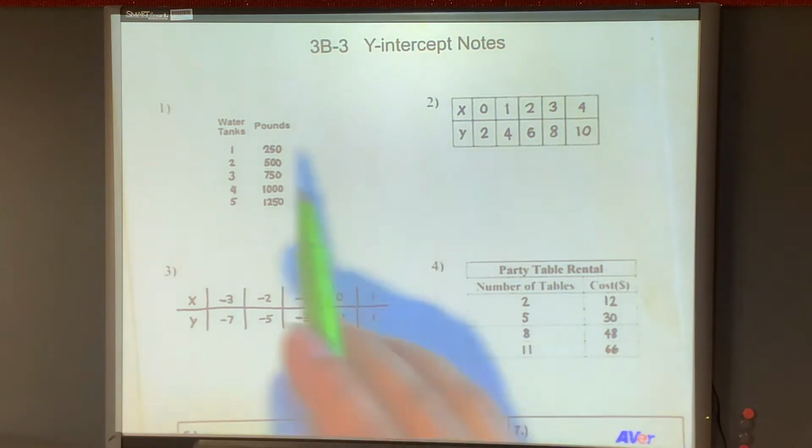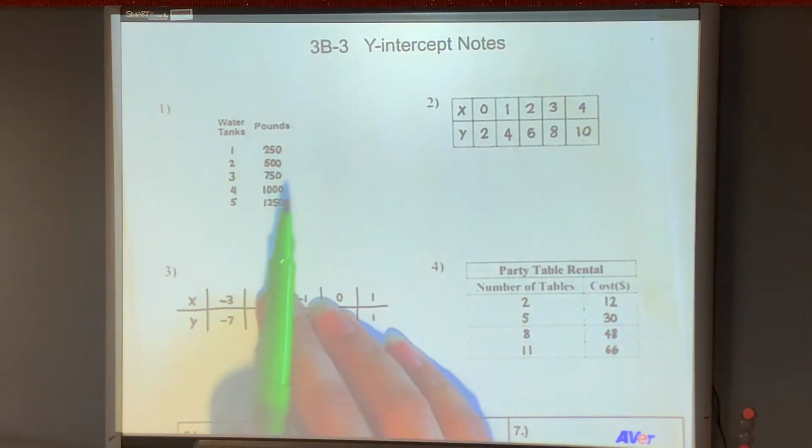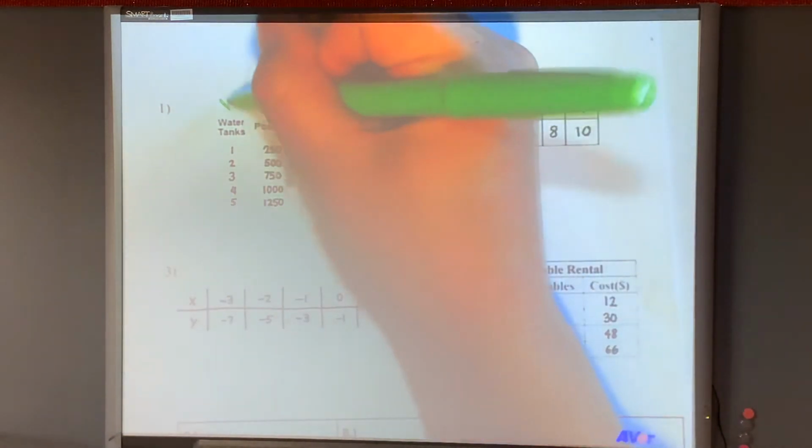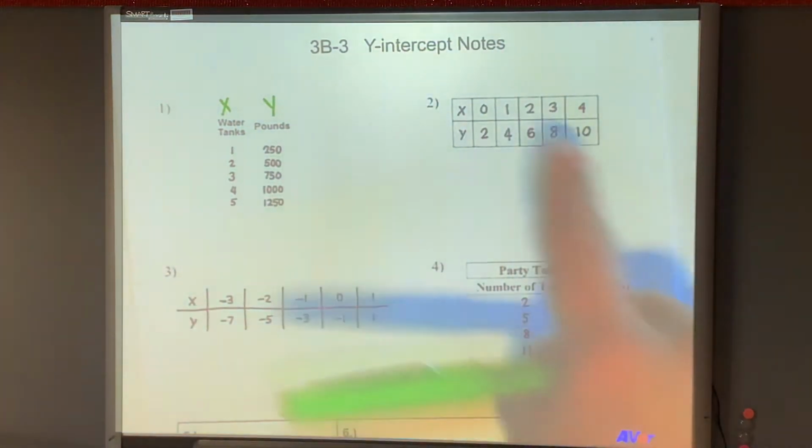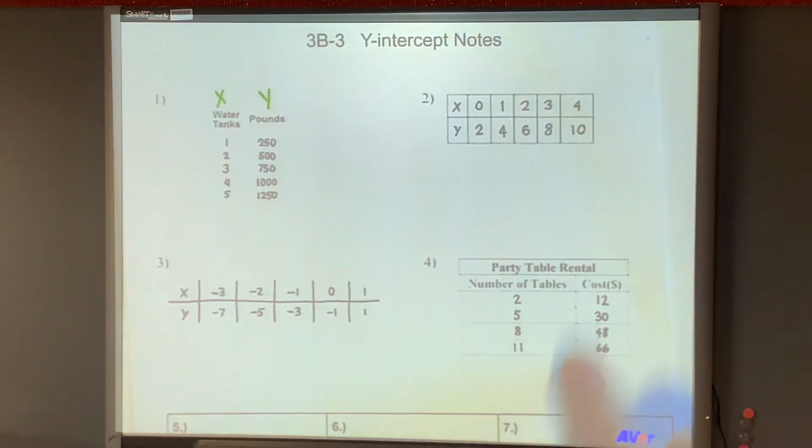So I could take a graph paper and go graph all these coordinates down here. Remember, the first column is x and the second column is always y. Same like right here, and again here, x and y. I could go graph these if I really wanted to. However, I don't want to. So what I'm going to do is find the y-intercept by using that coordinate thing that I was talking about.